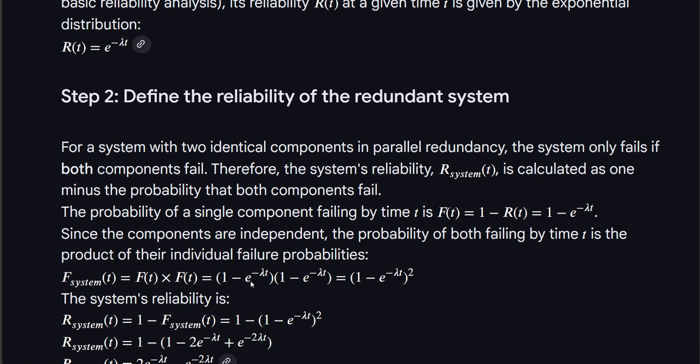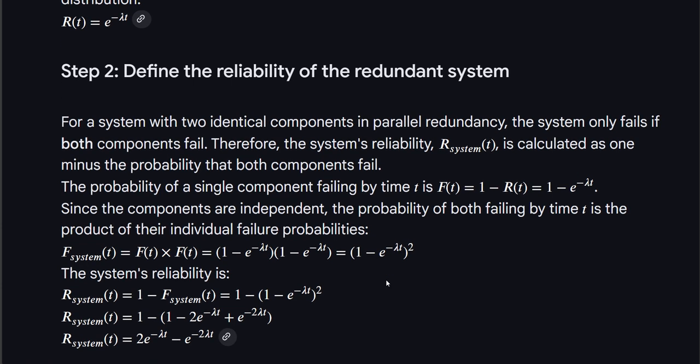So for both components failing, we just multiply the failure probabilities, and you get 1 minus e raised to the power minus lambda t, all squared. Then the next part is you are supposed to find the reliability. You realize that here we are finding the failure probability of the two components, but now we have to find the actual reliability, which is just 1 minus the failure probability of both components. So that's what you see. And when you simplify the expression, you get this one.